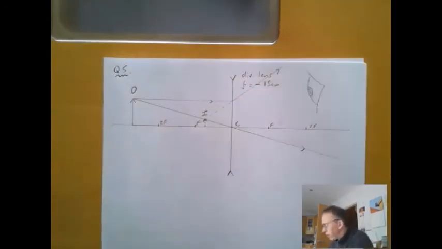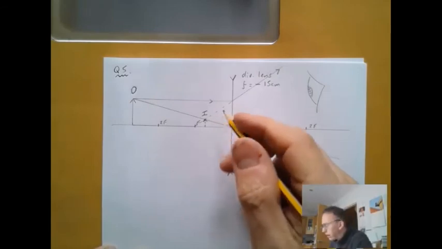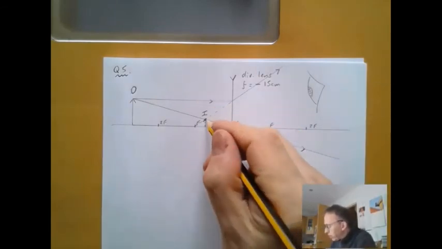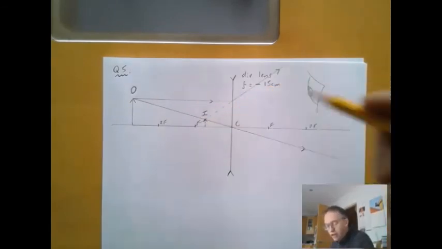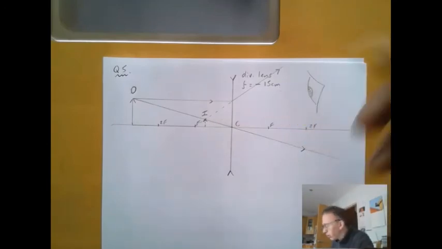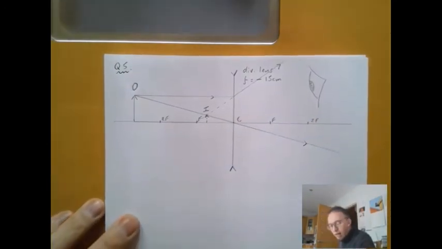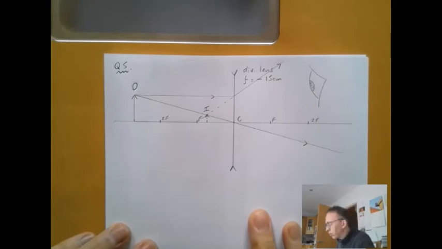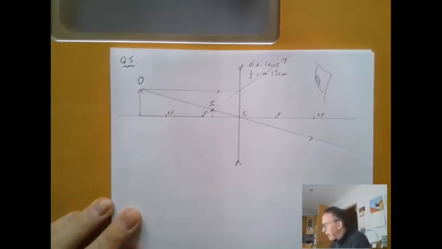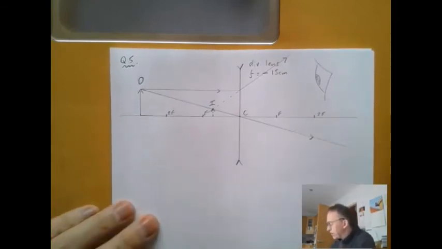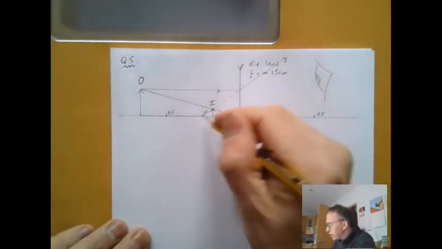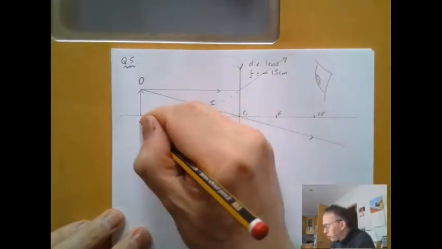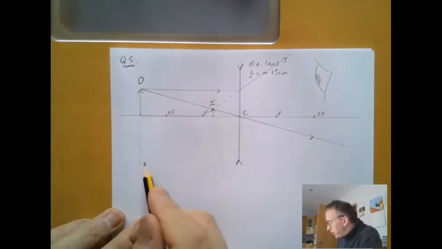Okay, so it looks as if the image is going to be virtual, diminished, and upright. So we can see that the image is somewhere inside the focal point. Now, let's just put in our values here.